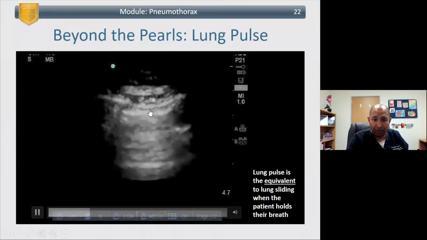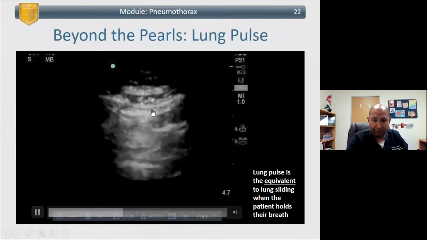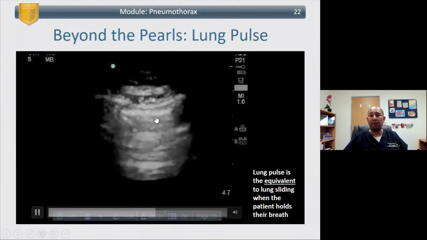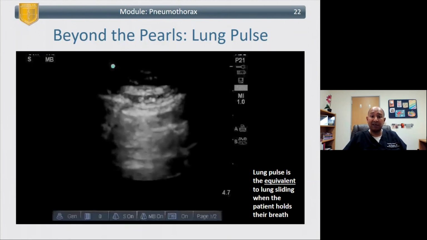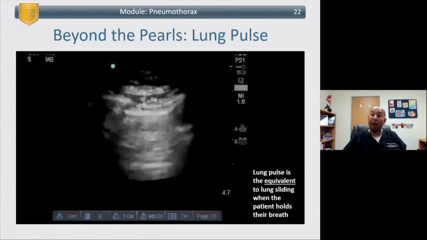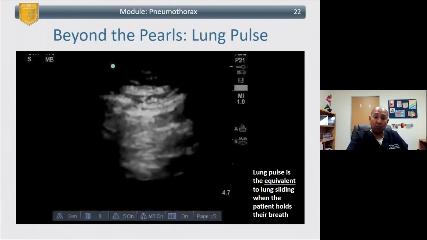Here's going to be a lung pulse. See how the pleura is moving back and forth over here? Why do we do lung pulse, everyone? Because if the patient is not breathing and they hold their breath, why is it kind of vibrating a little bit? It's because the heart's beating. So when you do lung pulse, especially on the left side of the body, if they're not breathing, you can still get some of that sliding lung because of lung pulse.